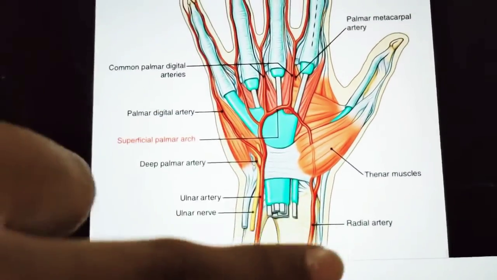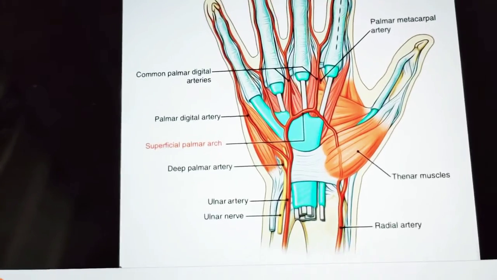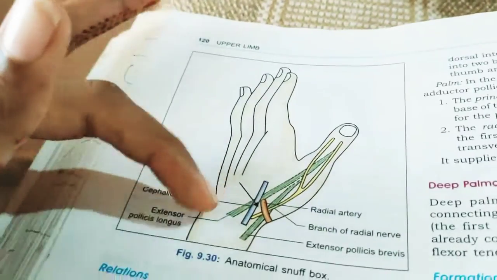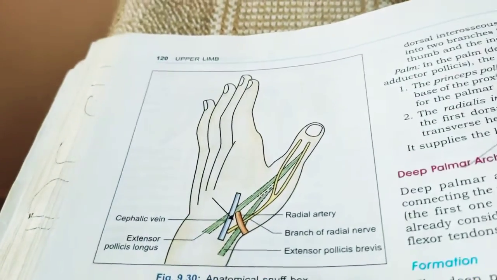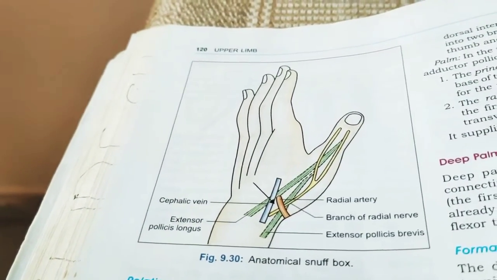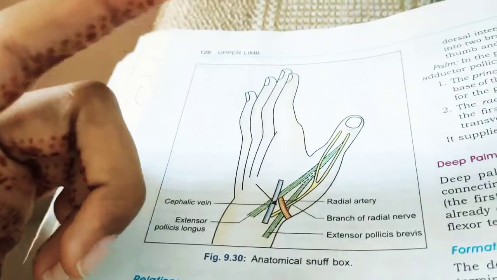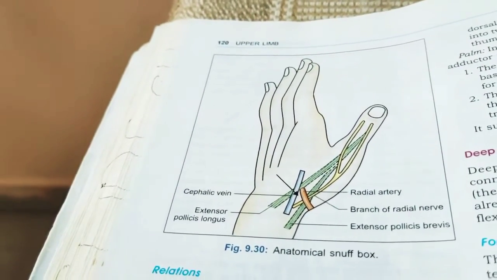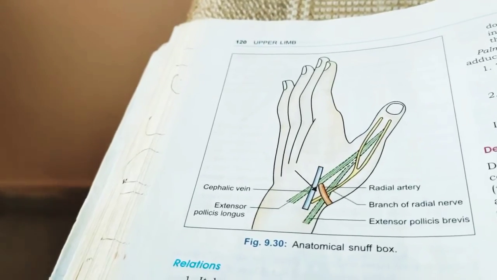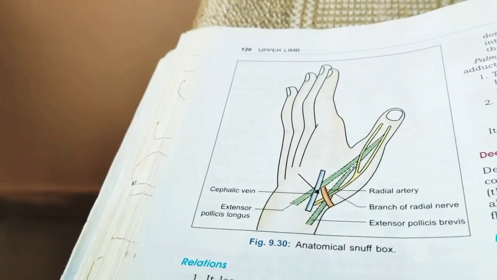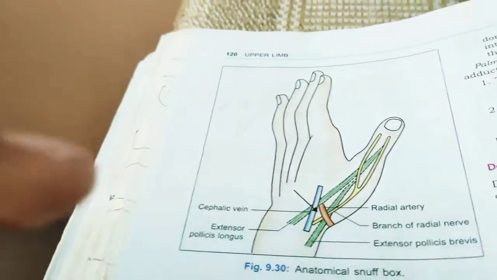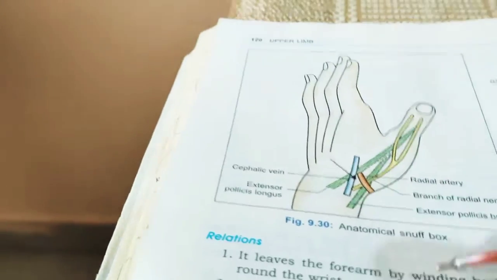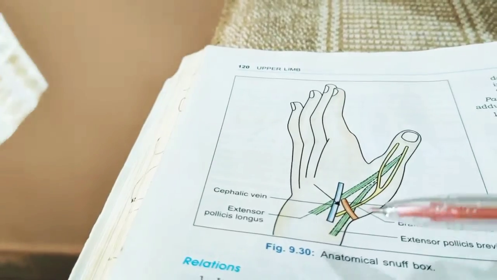So what are the branches of the radial artery? On the dorsum of the hand, the radial artery gives a branch to the lateral side of the dorsum of the thumb. Also it gives the first dorsal metacarpal artery. That is the artery just before the radial artery passes into the interval between the two heads of the first dorsal interosseous muscle. It divides into two branches for the adjacent sides of the thumb and also the index finger.